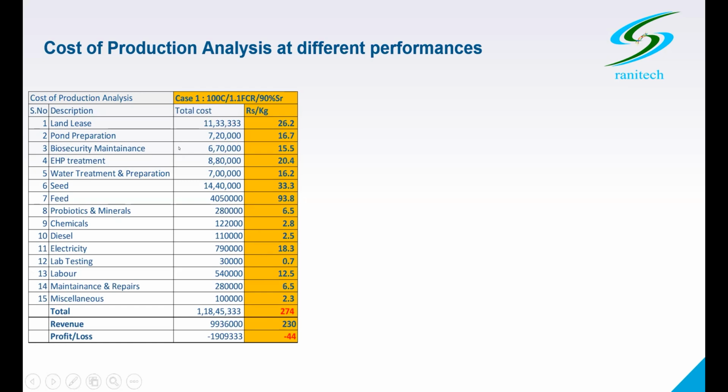So if we see it like this, if you consider the land lease and pond preparation until stocking of seed, more than 80% of the costs are already involved. So your production cost will be very, very high if you harvest at 100 count. Taking the recent price, the new price today, it is around 230 rupees. We may have to lose around 44 rupees per kilo by doing it this way.